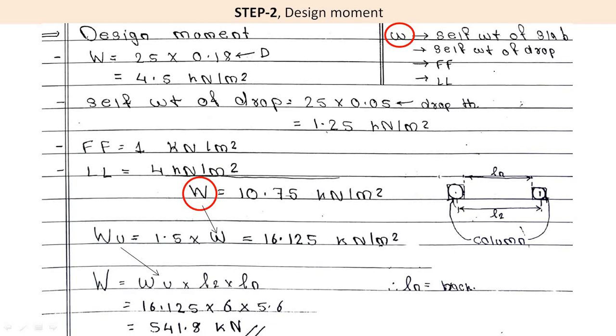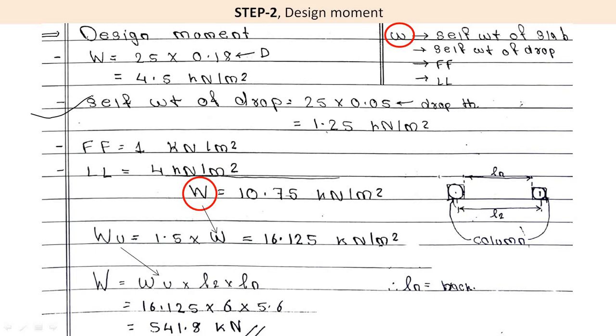Now second, we will find the self-weight of drop. The self-weight of drop is equal to density of concrete into thickness of drop, which is 50 mm. So we will convert into meter as 0.05 meters. So the self-weight of drop is 1.25 kilonewton per meter square.